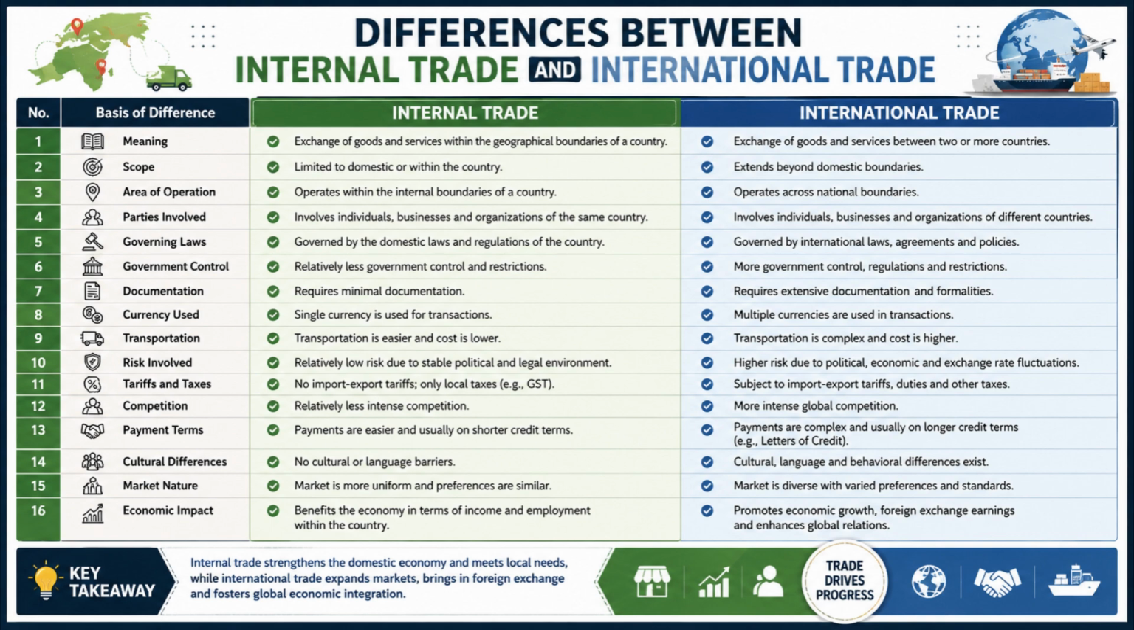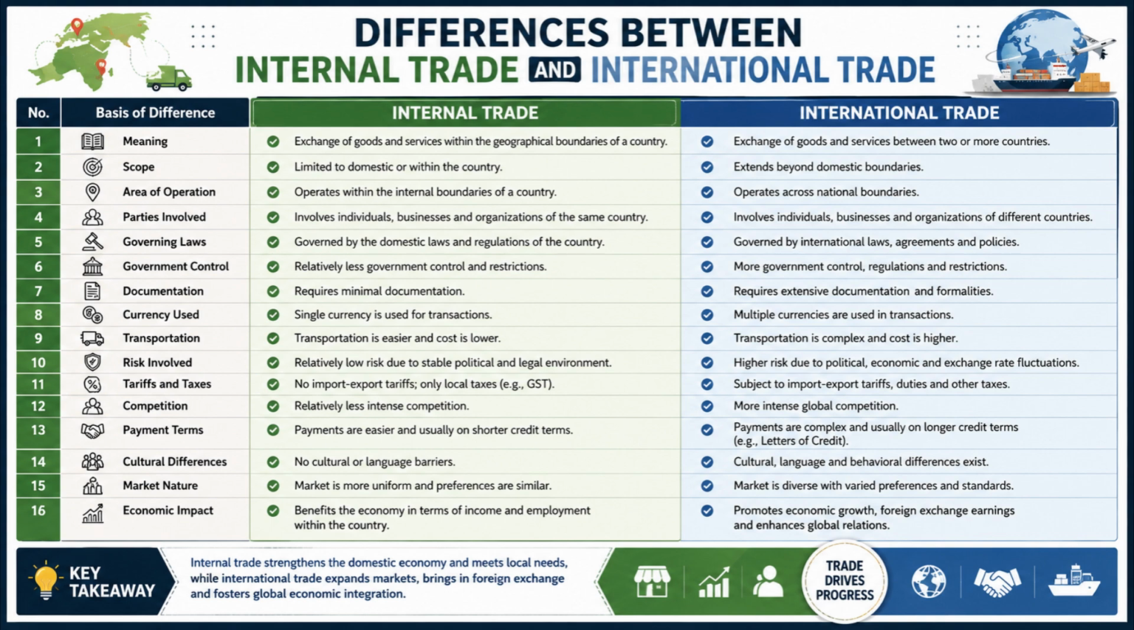Number 6. Internal trade faces relatively fewer government restrictions, whereas international trade is subject to greater government control, regulations, and compliance requirements. Number 7. Internal trade requires minimal documentation, whereas international trade requires extensive documentation such as invoices, customs declarations, shipping documents, and permits. Number 8. Internal trade generally uses a single national currency, whereas international trade may involve multiple currencies and foreign exchange transactions.